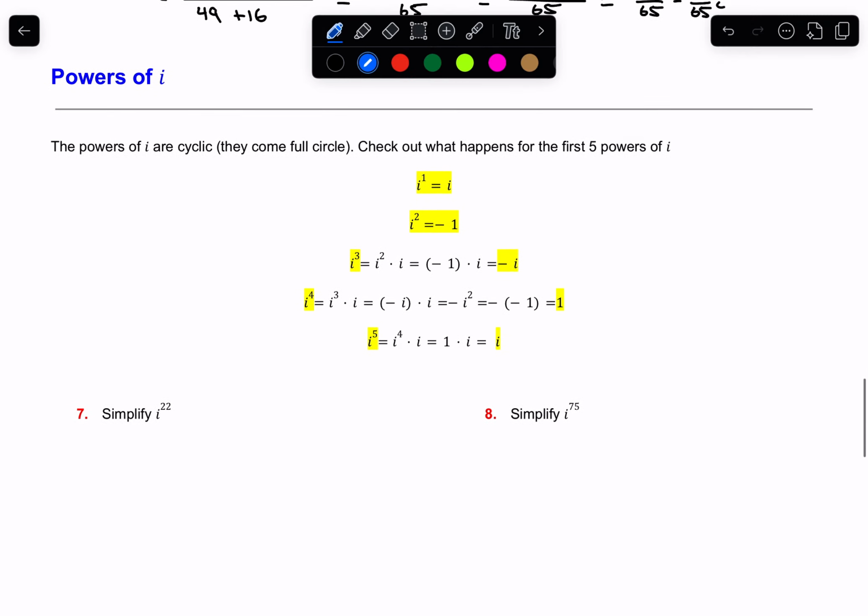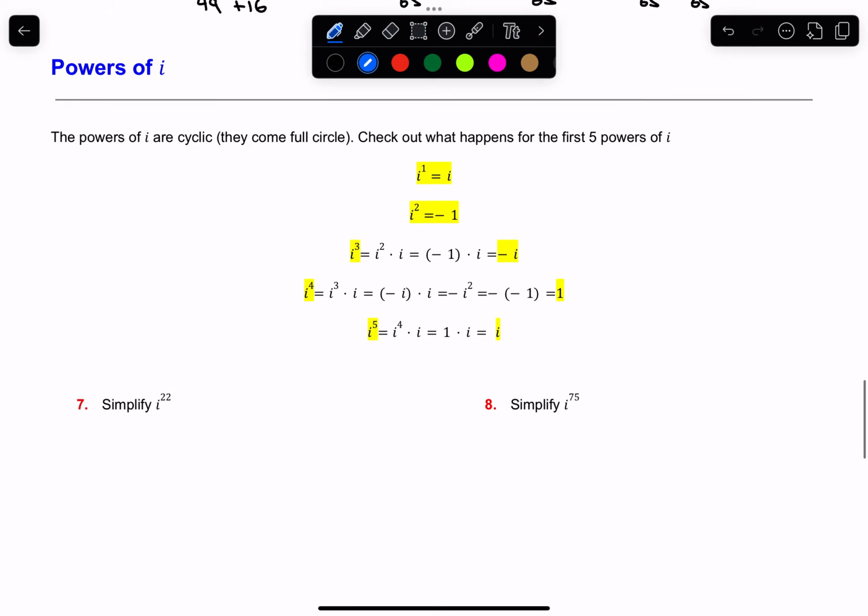So the powers of i are cyclic, meaning they come full circle. So if we look at the first 5 powers of i, we have that i to the power 1. Well, that's just i, okay? That's square root negative 1. We've already seen that i squared is negative 1, because when you square the square root of negative 1, you just get negative 1 back. But now let's keep going.